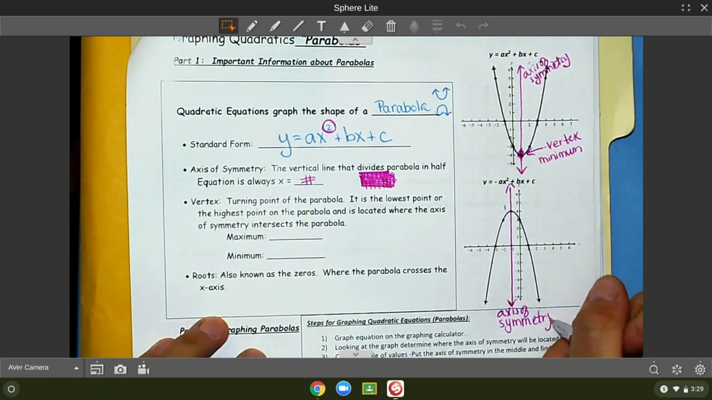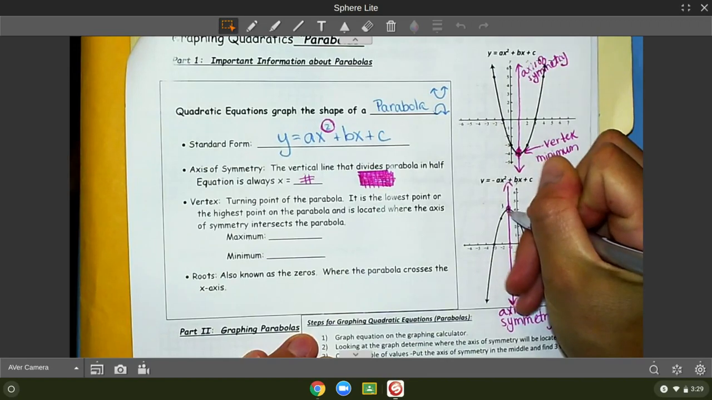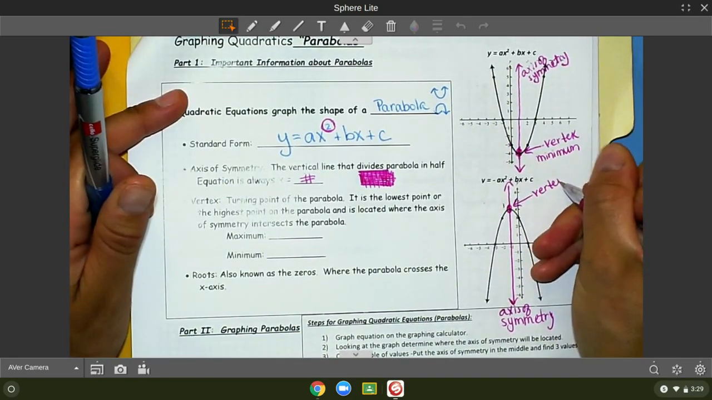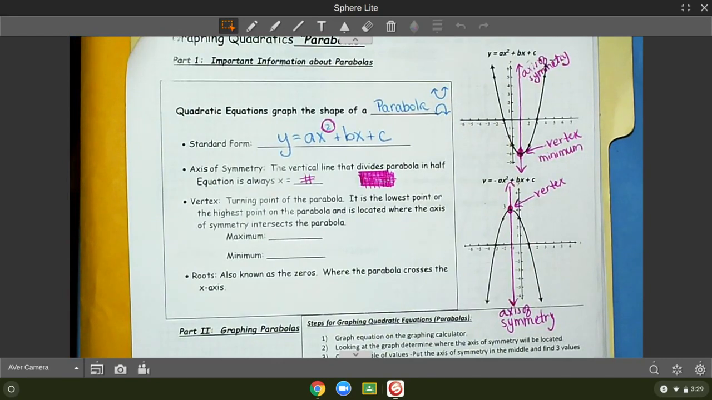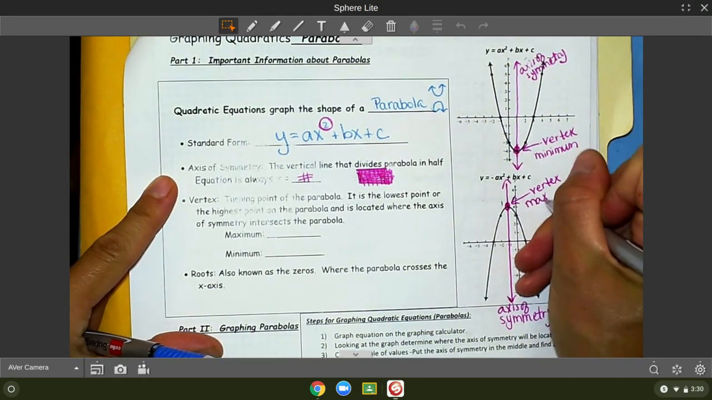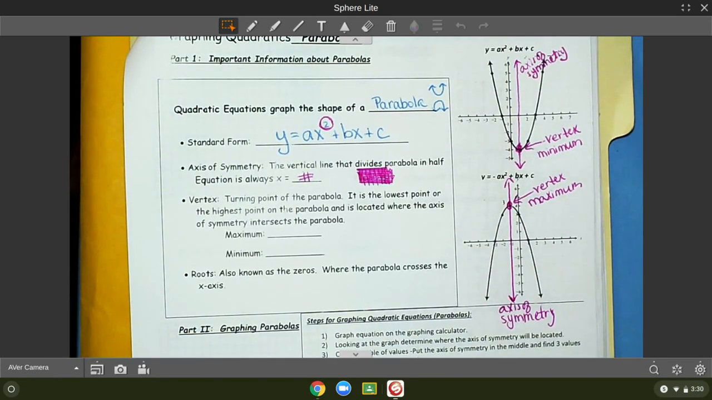All right, and then the vertex is going to be the turning point. So it's going to be where it changes direction. So the turning point then is going to be right here. So this is your vertex. Now look carefully, is that vertex the top point or the bottom point? It's the top point, which we like to call the maximum. So this parabola has a maximum value.